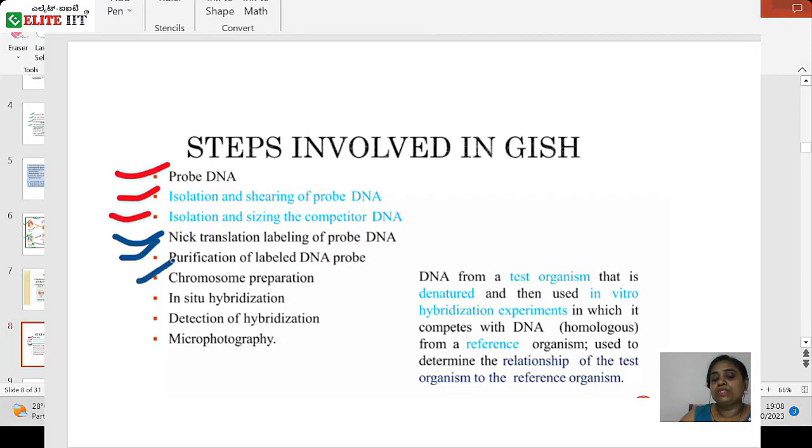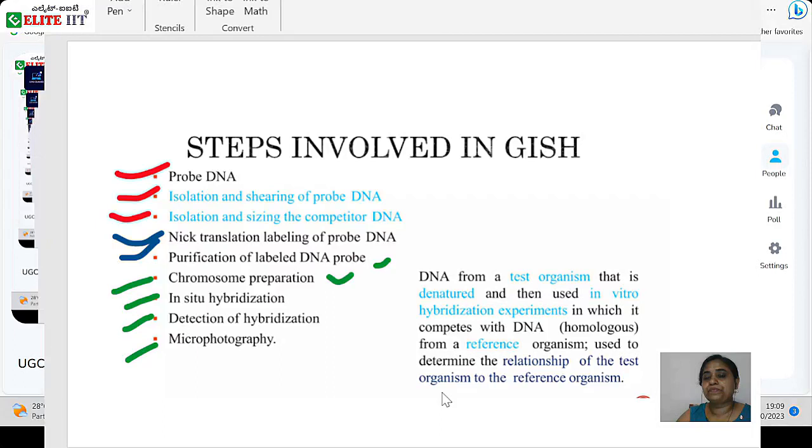Then chromosome preparation. Simultaneously with preparing the probe, you have to prepare the chromosomes. Then in situ hybridization. Now the probe is already there. You have to denature the chromosomes into fragments, since you are analyzing the whole genome. Now this DNA probe will attach with the sequence of interest, which means hybridization is done. Then finally you have to do the detection of hybridization, and you can take a microphotograph.